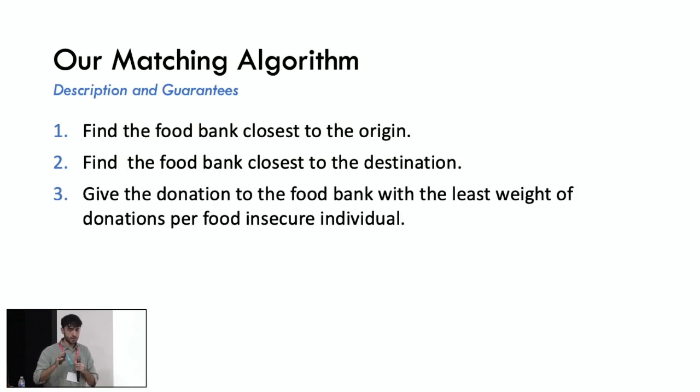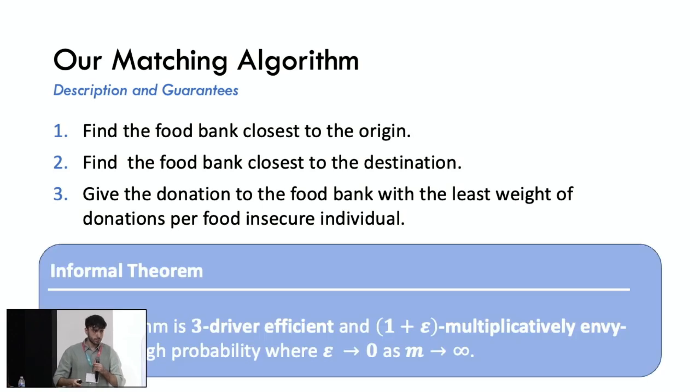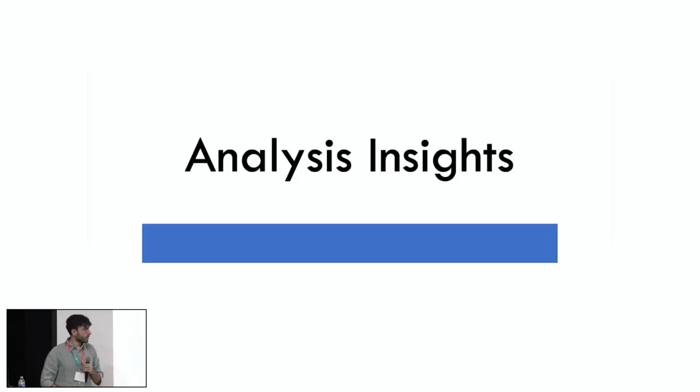And we give the delivery to the food bank, between the two, that has received the least amount of weight per food insecure individual they serve. So this matching algorithm is 3-driver efficient and 1 plus epsilon multiplicatively envy-free with high probability, where epsilon is something that goes to 0 as the number of food donations go to infinity. So at the end of the day, you cannot hope to do anything better than this given the previous lower bound we discussed. So let's see the analysis on how we would go about proving such a thing.